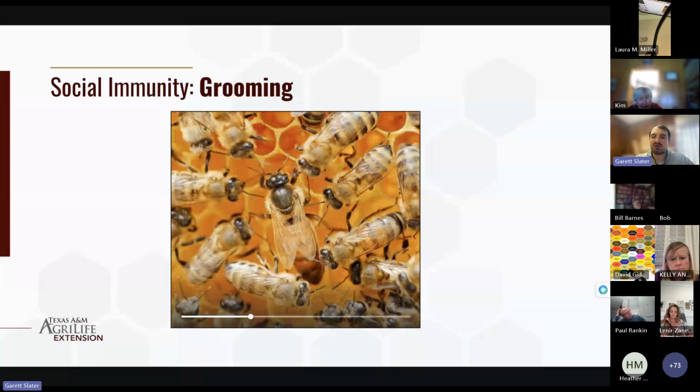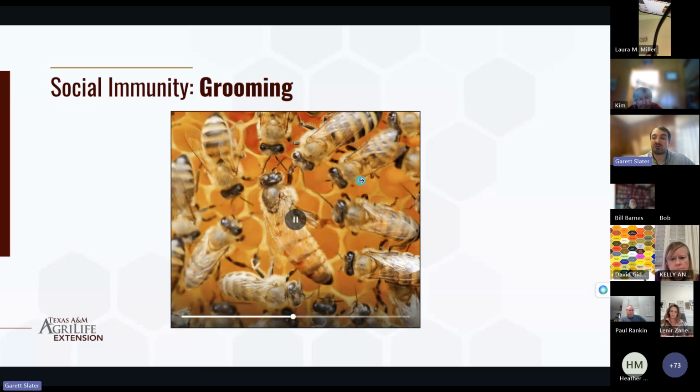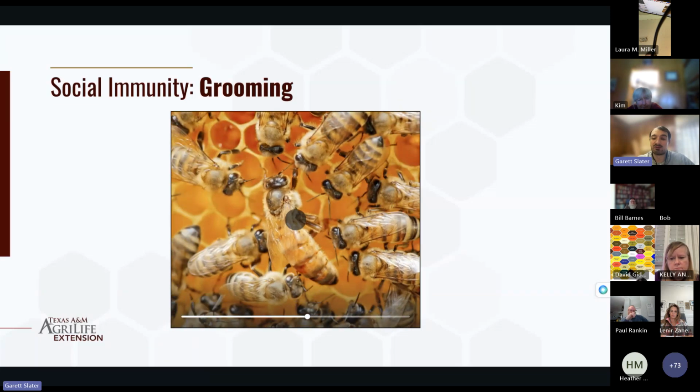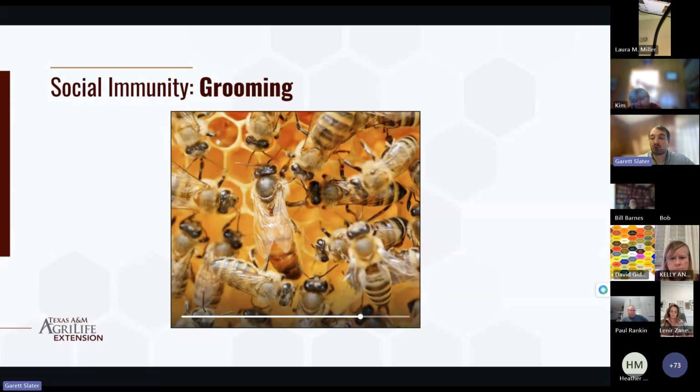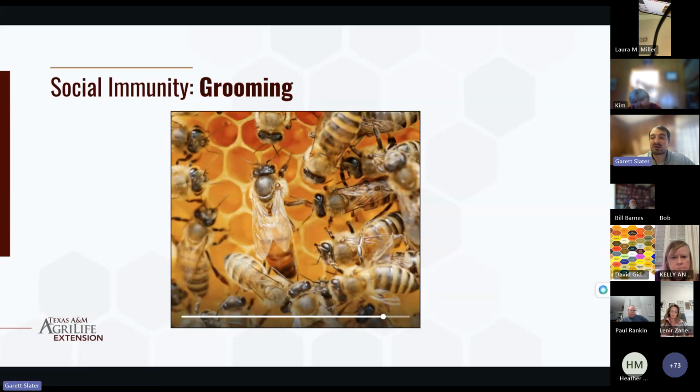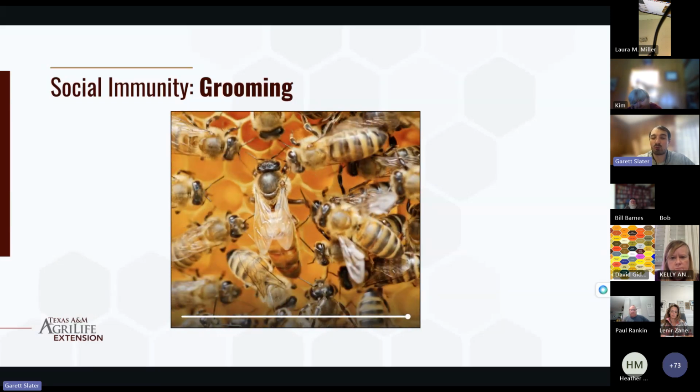And so if some workers have some sort of disease, those workers are typically evicted from the colony because the workers want to make sure it's as clean as possible. And if they have one worker that has a disease, then that could really risk the rest of the workers. And so this grooming is really important for a lot of different reasons.